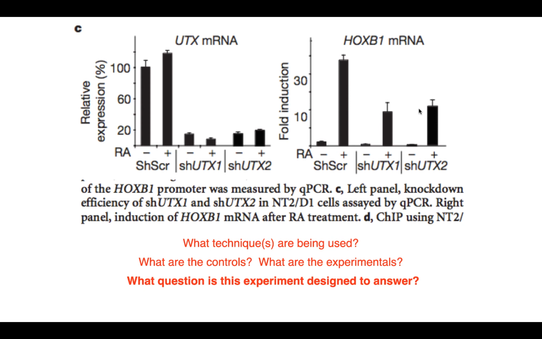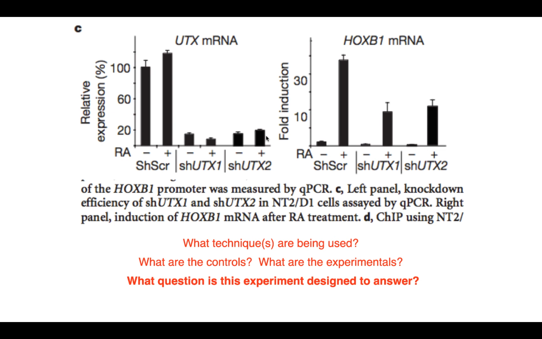And the fact that getting rid of UTX doesn't completely stop HOXB1 expression probably has something to do with the idea that knockdown experiments, when you're knocking down messenger RNA using RNA interference, aren't 100%. A better experiment, but more costly and more time consuming, is to delete the UTX gene in cells so no UTX is being made at all.